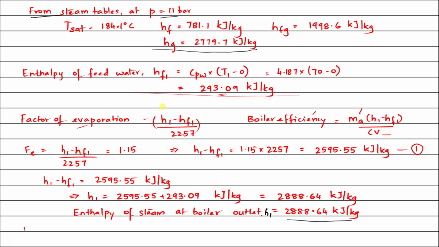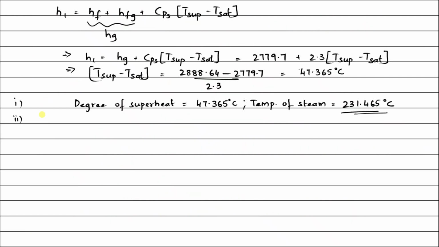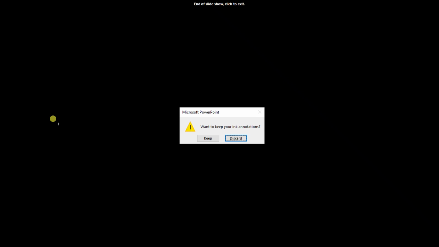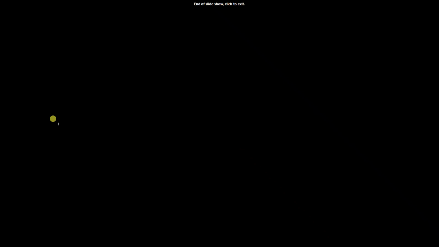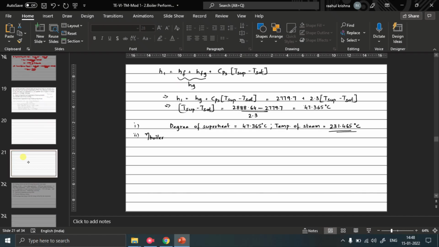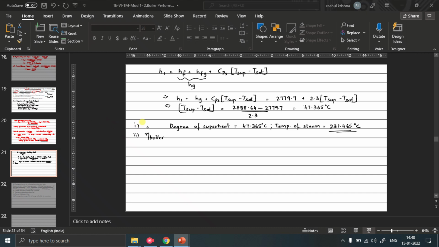Then for the second part, I am supposed to find out the calorific value of the fuel. For this, I have already found out my H1 minus HF1. The eta boiler is what remains.